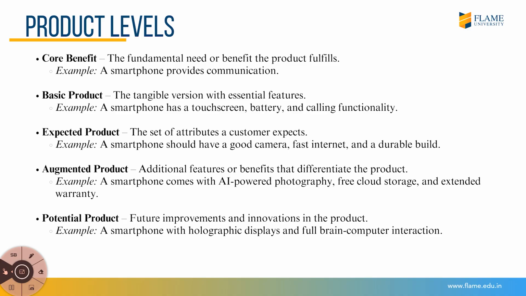Next, what we talk about is the basic product, that is the tangible aspects of the product. What are tangible aspects? For example, if you talk about a smartphone, it has a touch screen, it has a battery, it has calling functionality. This is one step above the basic. The basic was being able to make a call. Now you have certain features added to it.